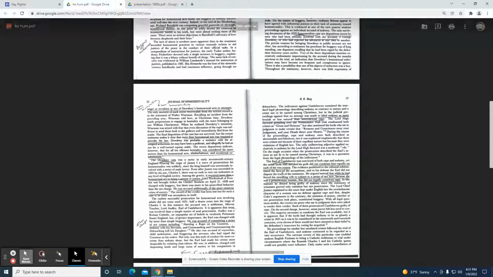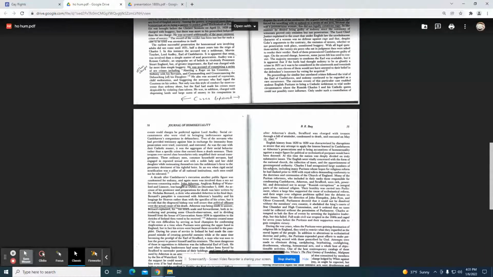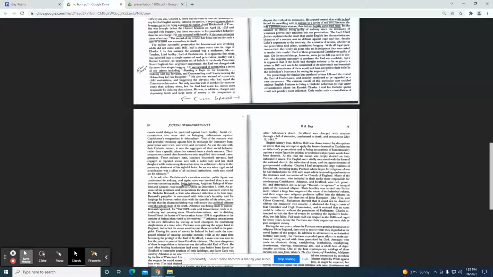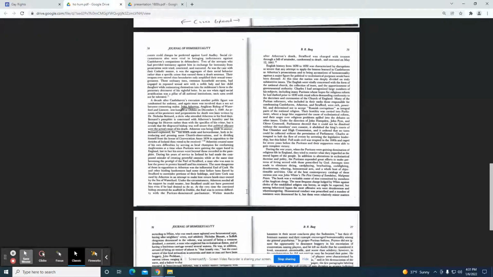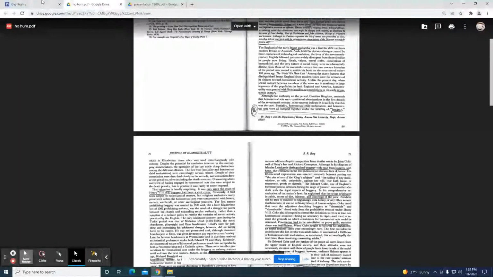So if we're looking here at this case or this situation with the Earl of Castlehaven, what are some of the similarities? What would it be like to be a gay man or gay woman in the history that this reading is about? What would that experience be like? It's what I want you to focus on.